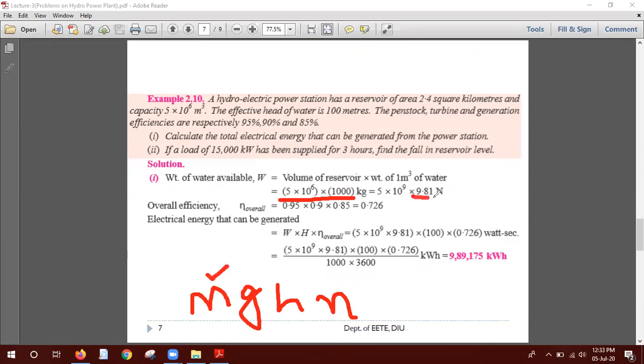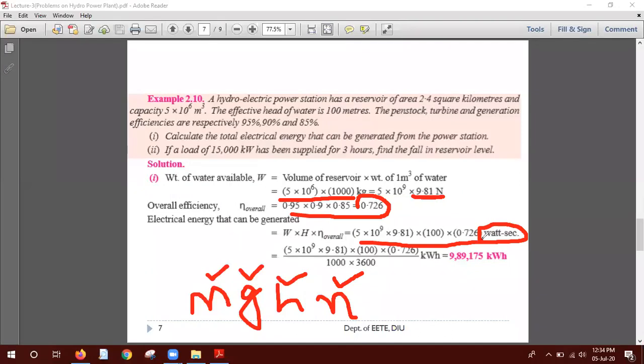And for G, we place 9.81. The value of H is given here as 100 meter. And the overall efficiency, if you multiply all, will be 0.726. So if you place all those four values, you get the result. And the unit will be watt second. Why watt second? I showed in an earlier example. Because no direct flow rate is given here, there is no per second, so we need a second.